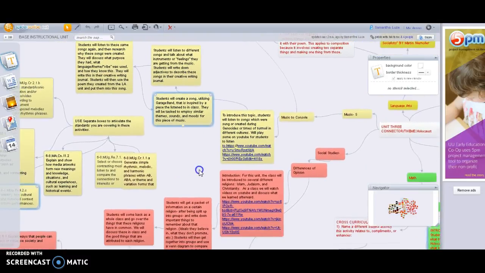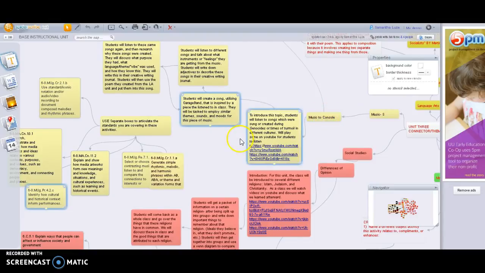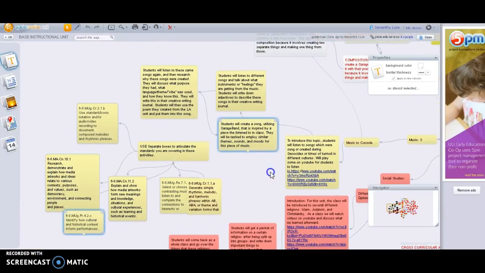The next one I had was music, and I called it Music to Console. To introduce it, students will listen to songs which were sung or created during genocides, or I also put times of turmoil in different cultures or areas of the world. We'll play some on YouTube for students to listen to. These are just links. The second one I think is the genocide from the Jewish perspective, and this first one is from 2004, the tsunami in Indonesia that hit it. This one is absolutely beautiful. It's called Requiem. It's a gorgeous song.